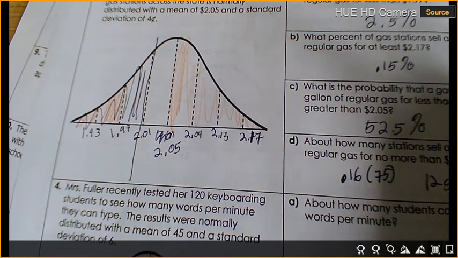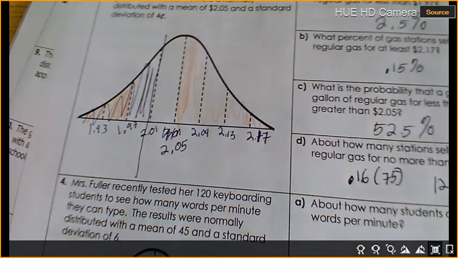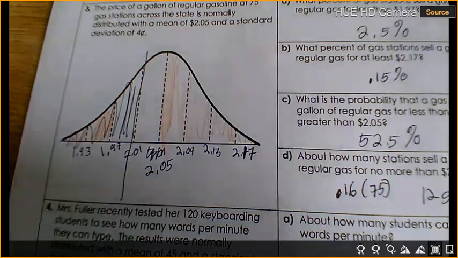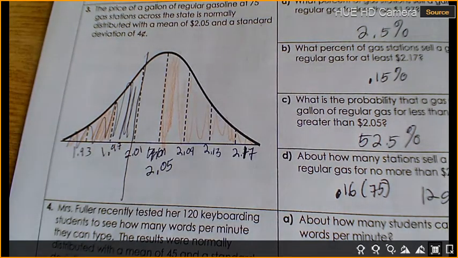Okay, you do not have to do number 4, but you do have to do 7, 8, 9, and 10. 9 and 10, you're going to have to make your own picture.